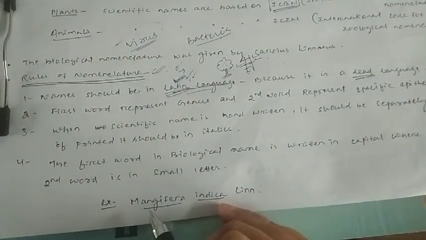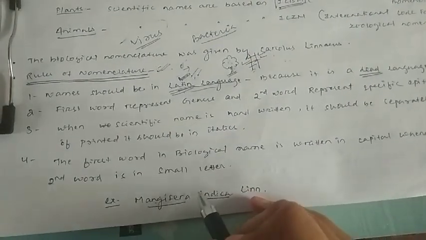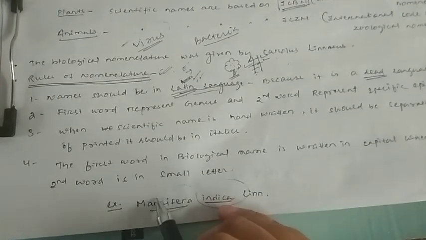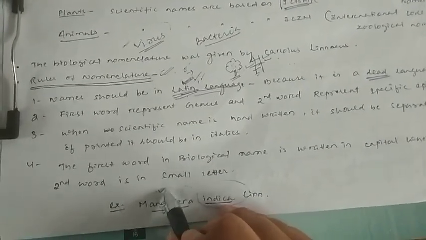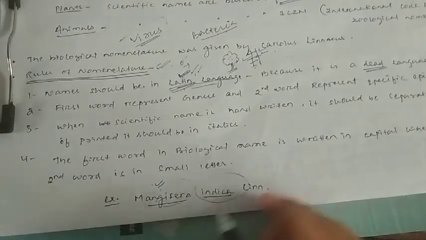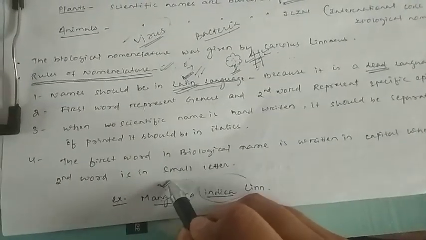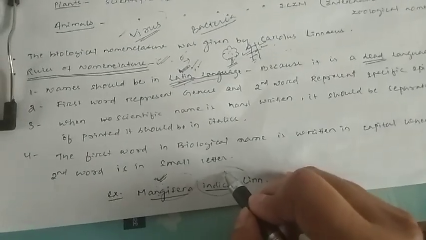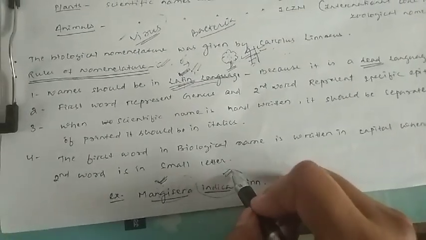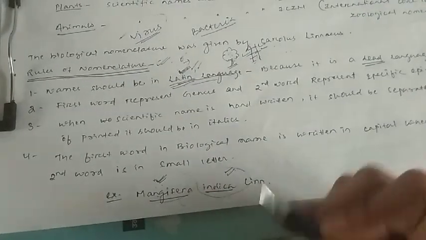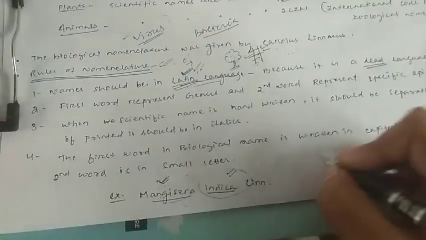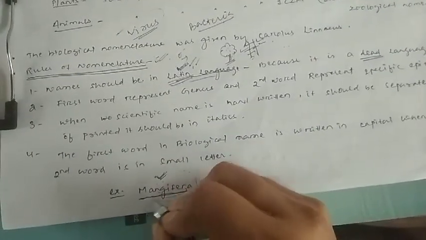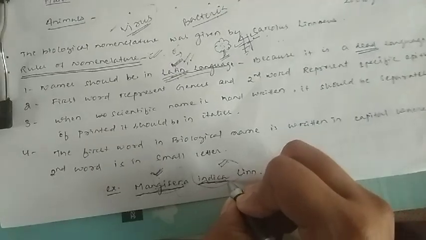See the example, Mangifera indica, which I have taken for mango. This is the first word and this is the second word. The first word represents the genus, so the mango belongs to the genus Mangifera. And the second word, indica, provides the specific epithet. When we write this scientific name with pen on paper, we underline the words separately, like Mangifera underlined separately and indica underlined separately.